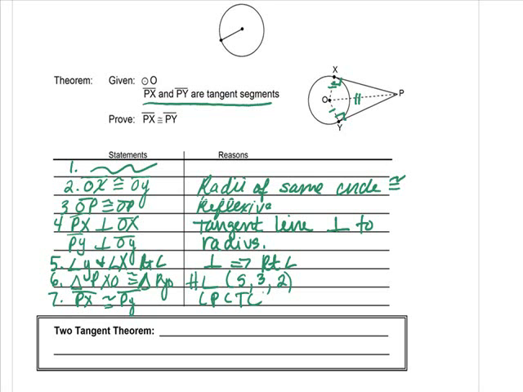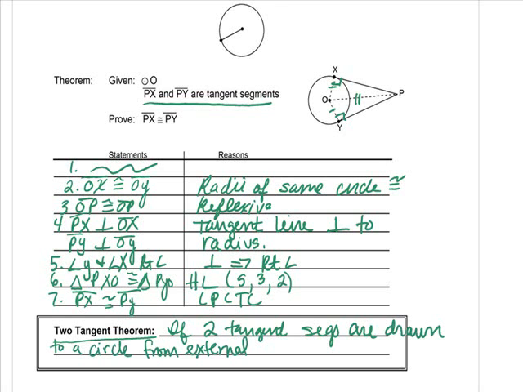Well, we just proved a theorem, and we call this the Two Tangent Theorem. And that is, if two tangent segments are drawn to a circle from an external point, then those segments are congruent.